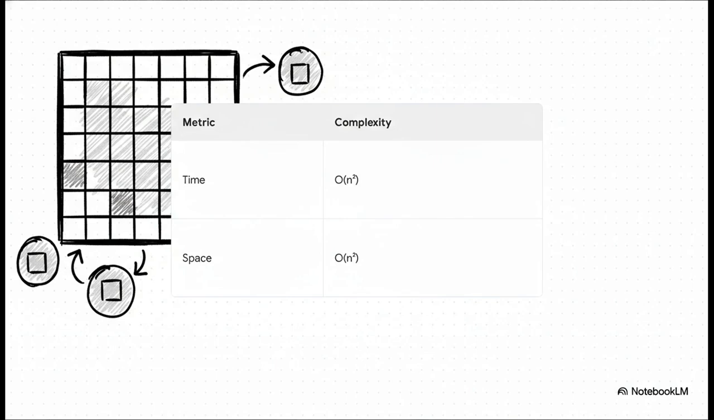So how does this all stack up performance-wise? It's actually really efficient. In the worst-case scenario, we're going to visit every single cell in our n-by-n grid exactly 1 time. That gives us a time complexity of O(n squared). And our space complexity is also O(n squared), because in the worst case, our queue might have to hold on to most of those cells at once.